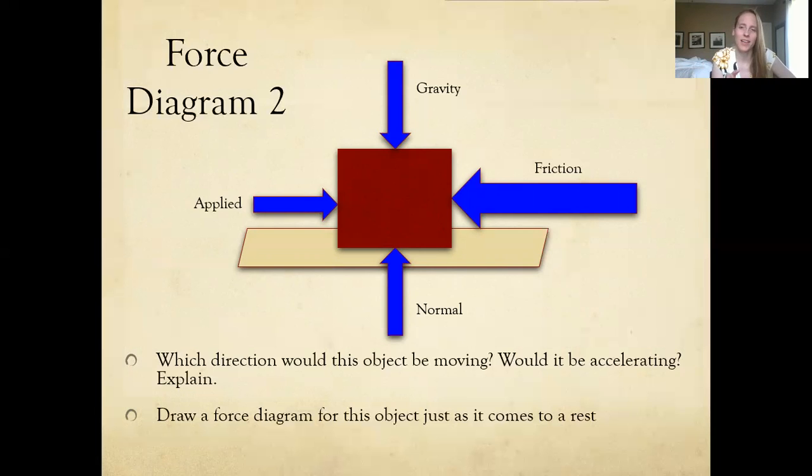Alternatively, this could be an after version of the diagram we just saw, where it had been sliding, but at this point, the friction has overcome the applied force and brought the object to a stop. So because of that, you could either say that it's not accelerating at all, or you could say that it just finished a negative acceleration, so slowing down.